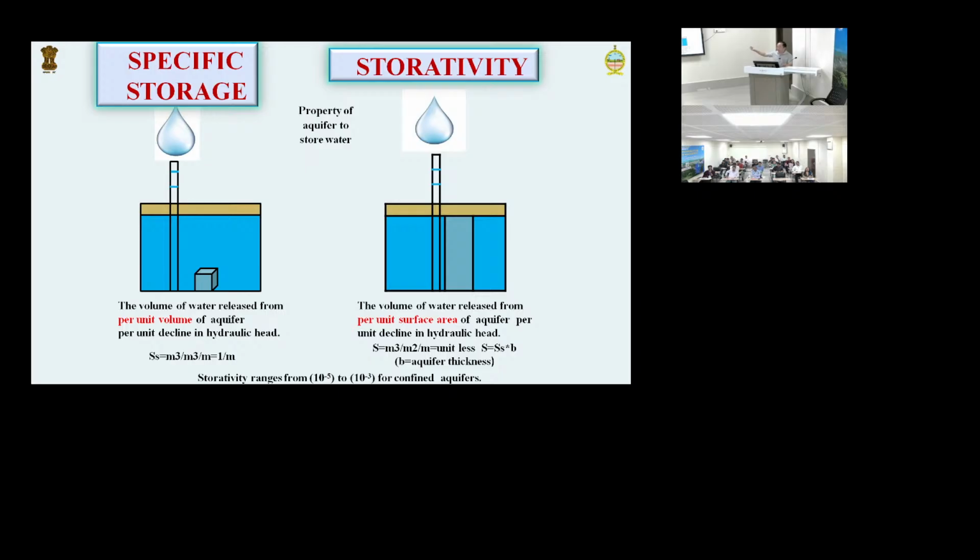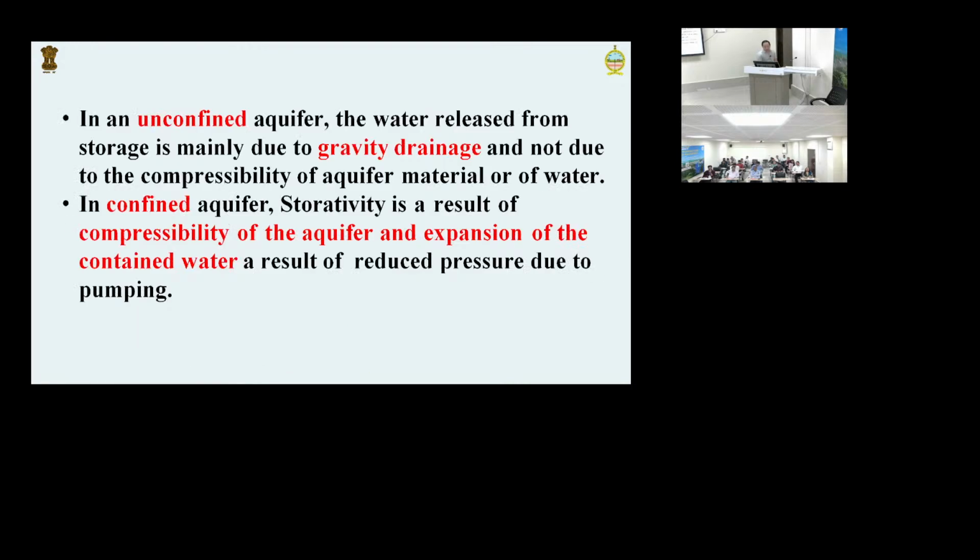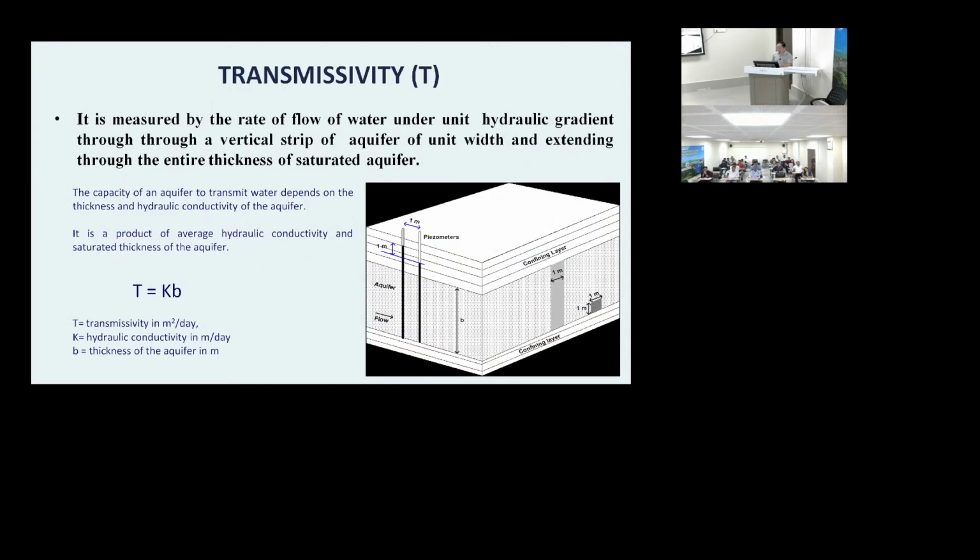Based on this calculation, we can say that for a confined aquifer, the storativity ranges from 10 to the power minus 5 to 10 to the power minus 3. In an unconfined aquifer, the water released from storage is mainly due to gravity drainage and not due to the compressibility of aquifer material, as I have earlier shown with the two types of unconfined and confined aquifer. And in a confined aquifer, the storativity is a result of compressibility of the aquifer and expansion of the water content. And the next one is transmissivity.